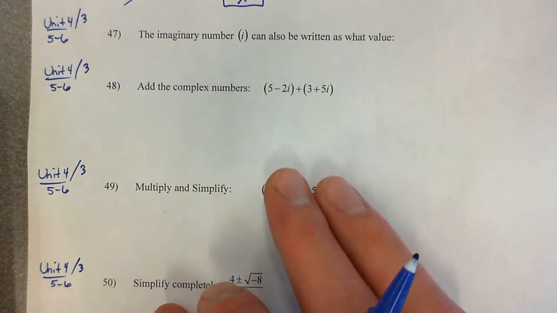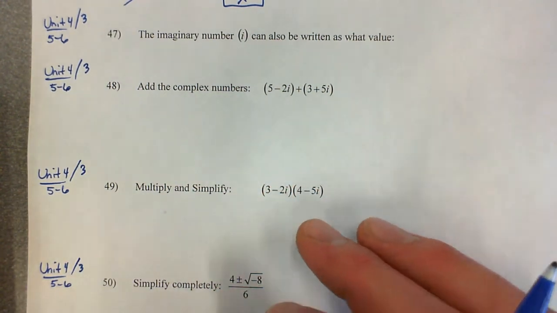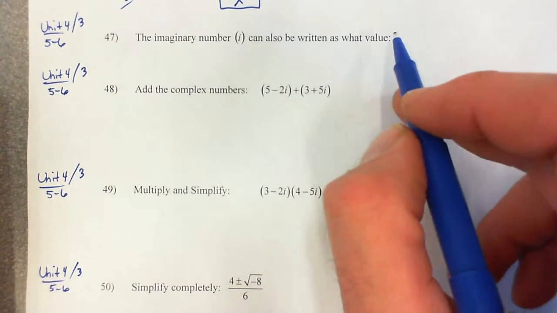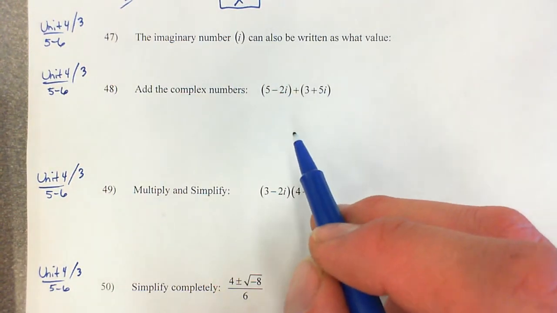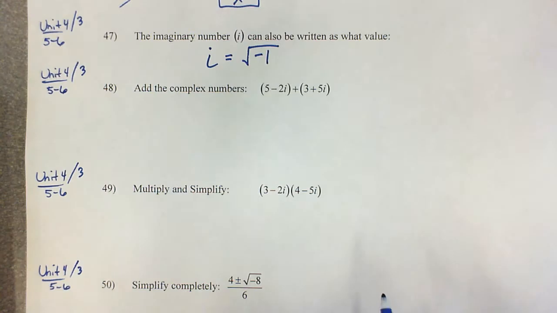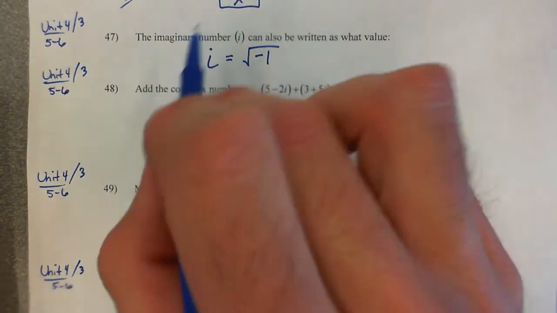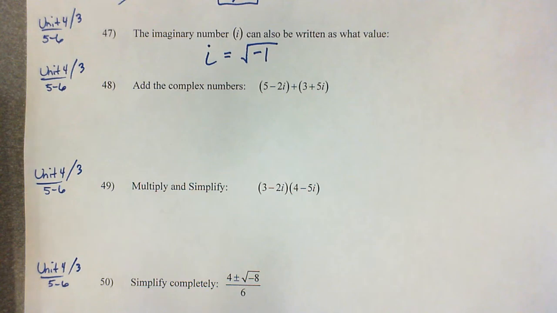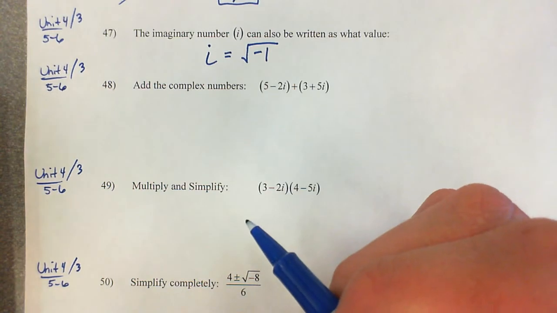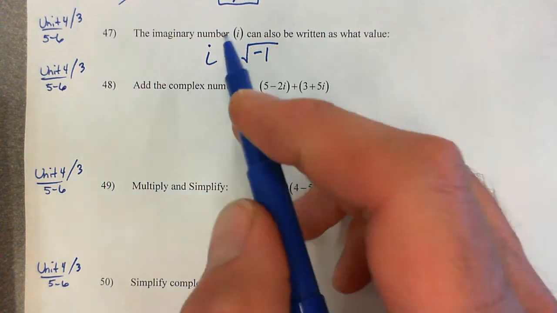So, number 47 says imaginary number i can also be written as what value? So we're just asking, what does i equal? And recall that i is equal to the square root of -1. And the purpose of i is to allow us to take square roots of negative numbers. So on 47, you just have to be able to remember that i is equal to the square root of -1.